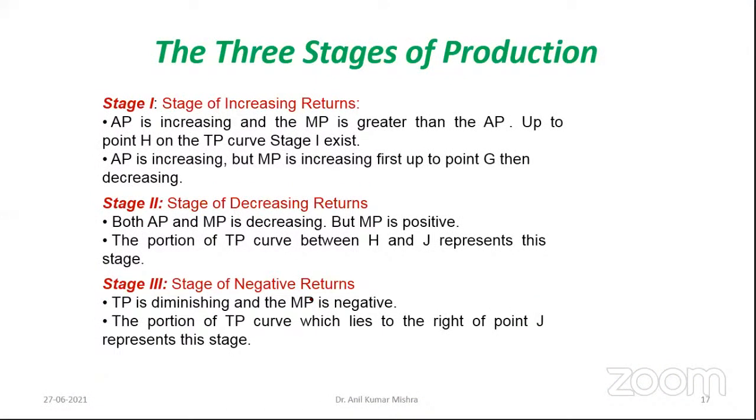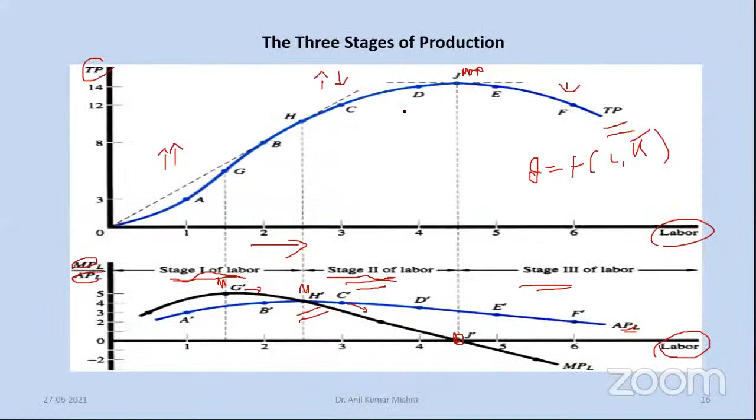In the second stage, it is called the stage of diminishing returns, and returns to a variable factor. Remember it. It is not returns to scale. Scale occurs in the long run, not in the short run. Here, both average product and marginal product fall, that is, decreasing, but marginal is positive and lies below the average product, right? It always lies below the average product. The portion of the total product curve increases and diminishes, and at the end of the second stage, total product becomes maximum. At the end of the second stage, total product becomes maximum, marginal becomes zero, and average continuously falls.